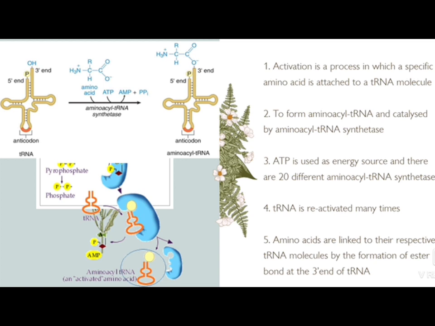Next, the definition of activation is a process in which a specific amino acid is attached to a tRNA molecule to form aminoacyl tRNA, catalyzed by aminoacyl tRNA synthetase. ATP, adenosine triphosphate, is an energy source, and there are 20 different types of aminoacyl tRNA synthetase. tRNA is reused many times, and amino acids are linked to their respective tRNA molecules by the formation of an ester bond at the 3' end of tRNA.